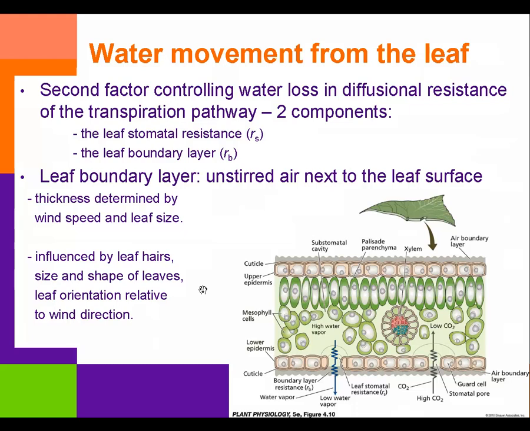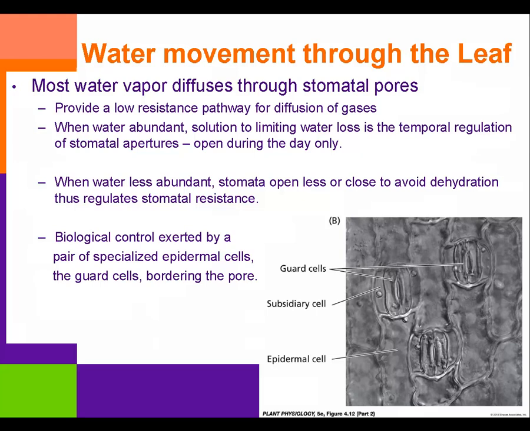Some plants do this by hiding their leaves. Others do it by only growing in sheltered areas. Other ones put hairs on their leaves to reduce airflow across the stomata, physically having hairs there. So most water moves through these stomata, and here's a fantastic micrograph of stomata.